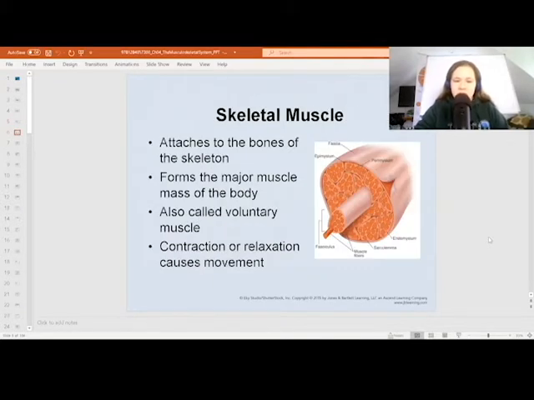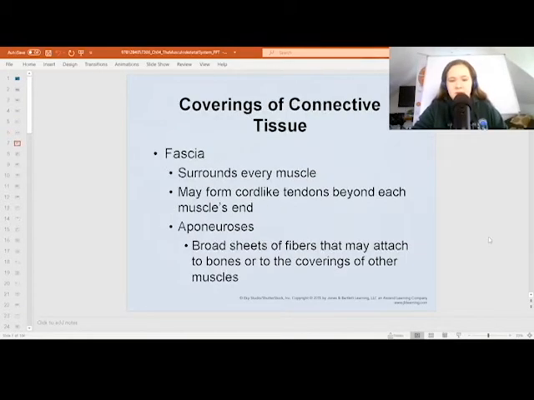The skeletal muscle attaches to the bones of the skeleton. This forms major muscle masses of the body, also called voluntary muscle. The contraction or relaxation of this muscle causes movement. The coverings of connective tissue, or fascia, surround every muscle. This may form cord-like tendons beyond each muscle's end.